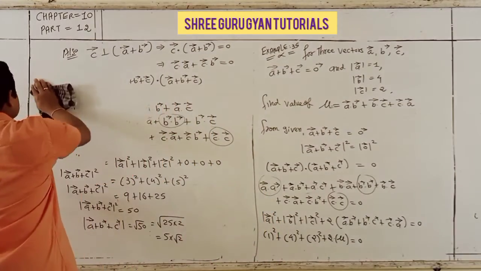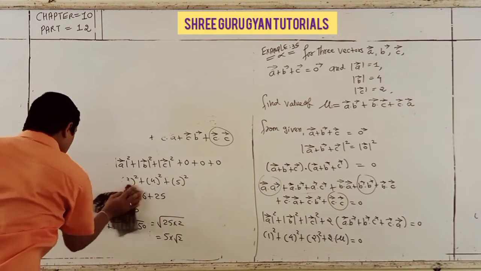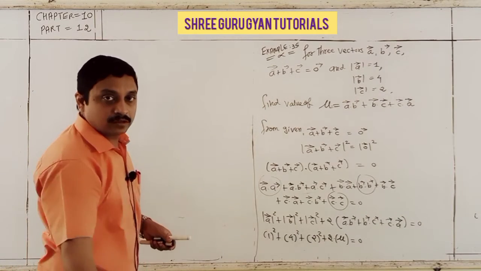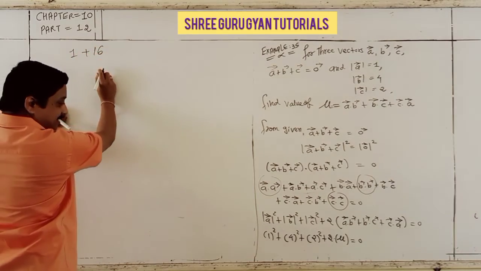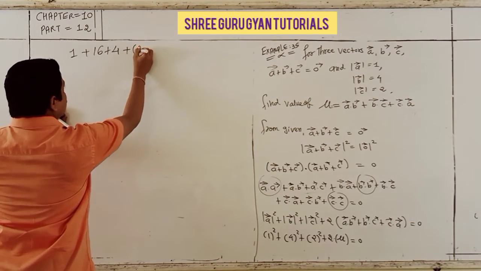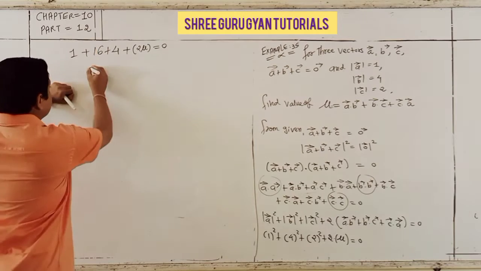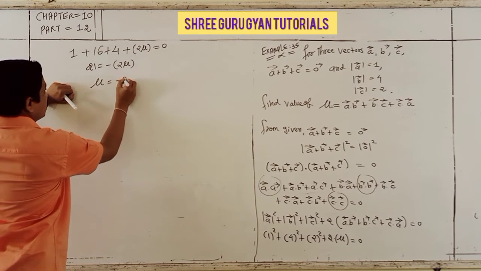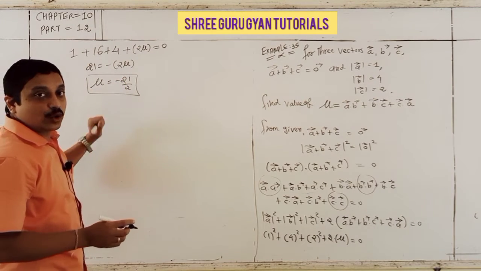Now calculate one by one. Here 1, 4 square is 16, 2 square is 4, plus 2 mu as it is. So 16, 20, 21 is equal to minus 2 mu. So mu is equal to minus 21 by 2. And that's it, students, your answer is done.